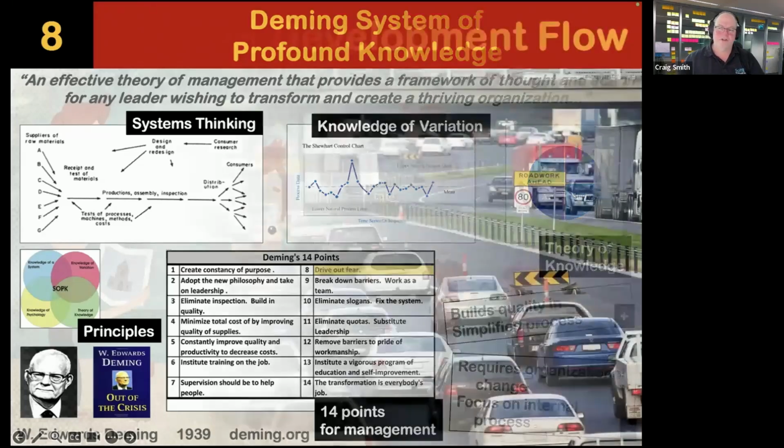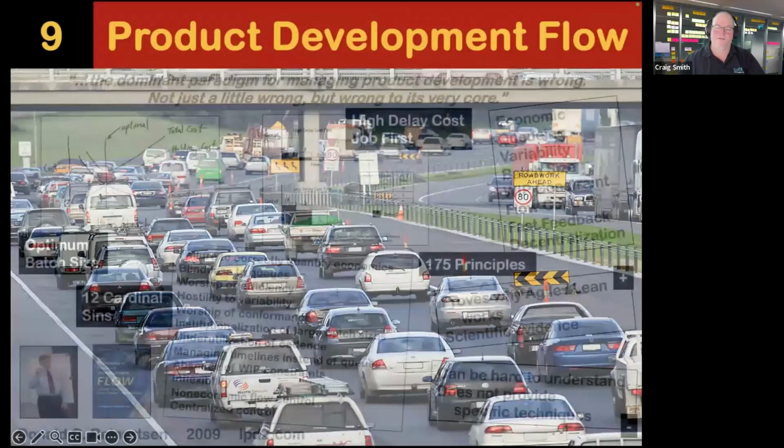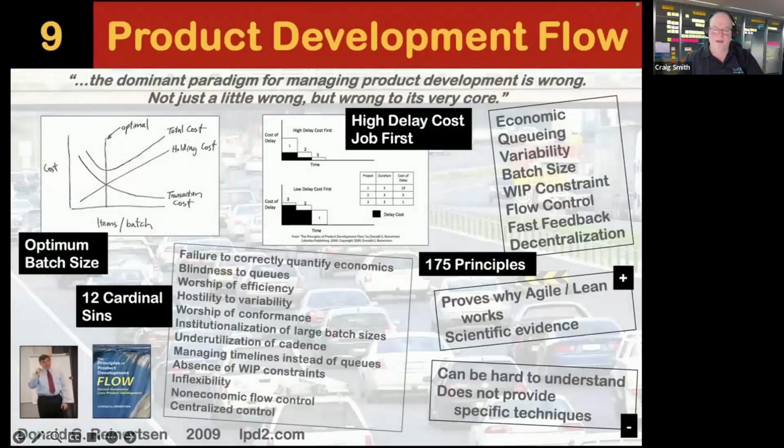So the more modern version of this is Product Development Flow. This is the work of Don Reinertsen. Back in 2009, the irony is the book has a waterfall on the cover of it. But he's the guy that started talking about what we now know as WSJF, doing the highest delay cost job first, and optimal batch size. The book is filled with 175 principles about why Agile and Lean works. Yes, 175. It is a tough book to read through.